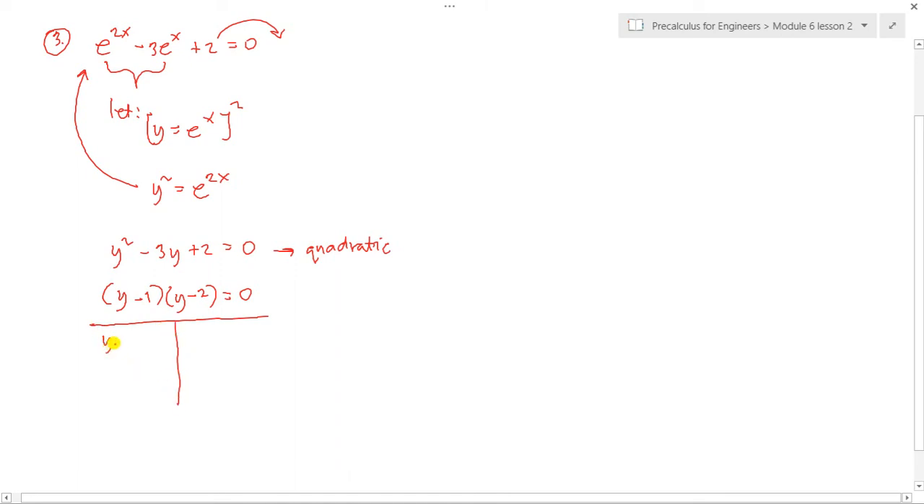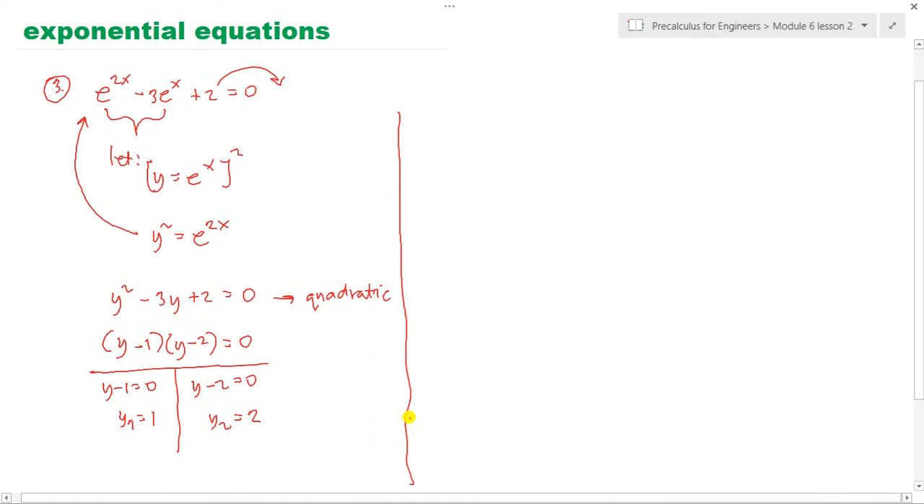The first one is y minus 1 equals to 0, that is y sub 1 is equals to 1. Y minus 2 is equals to 0, y sub 2 is equals to 2. We have two answers for y. Now, let's try each one. So, try y is equals to 1. We all know that y is equals to e raised to x, that is 1 is equals to e raised to x. Now, this is an exponential form. Convert it into logarithmic form to get x.